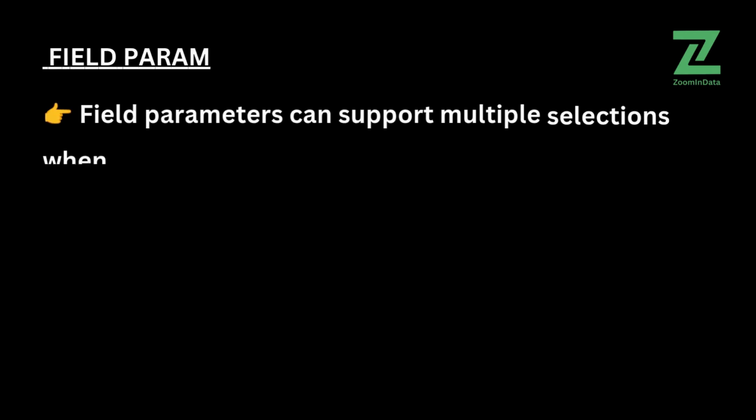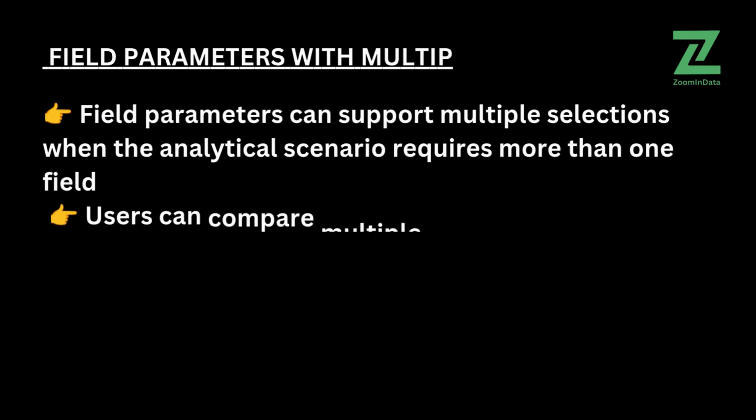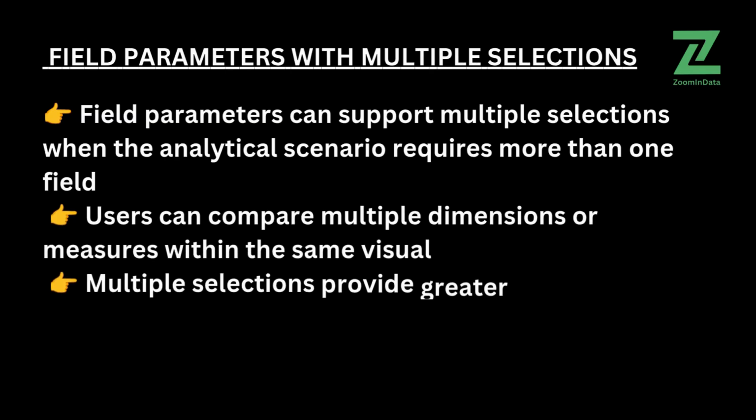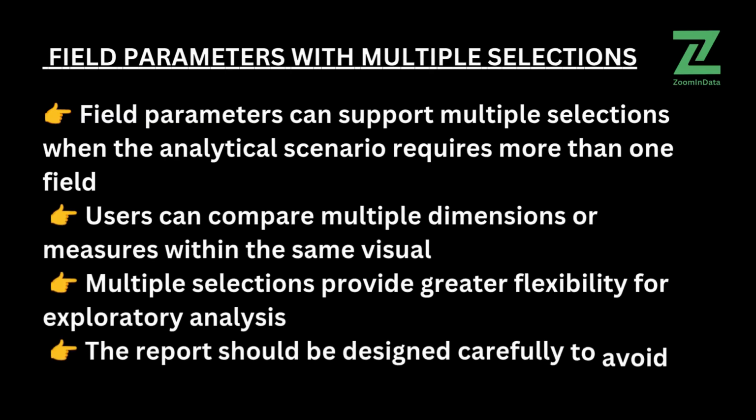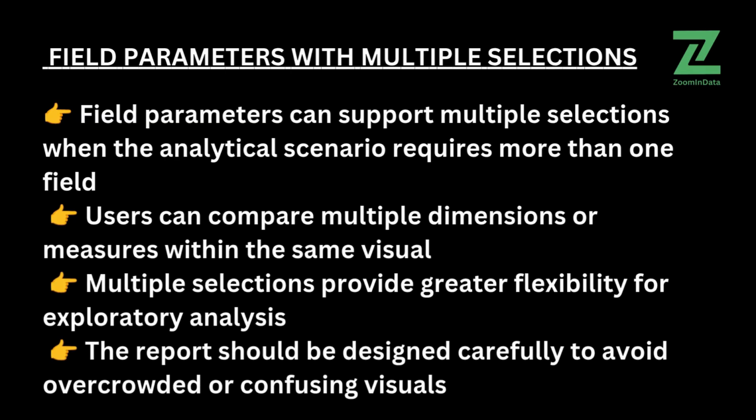Field parameters can support multiple selections when the analytical scenario requires more than one field. Users can compare multiple dimensions or measures within the same visual. Multiple selections provide greater flexibility for exploratory analysis. The report should be designed carefully to avoid overcrowded or confusing visuals.